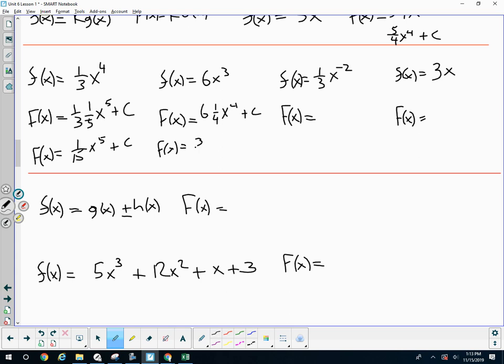We should get 3 halves x to the 4th plus c. If I have a negative power, it's okay. Add 1, make sure it's not -3. Multiply by the reciprocal. Well, that's just going to be like -1. So we'll have -1/3 x to the -1st plus c. X has a power. Its power is 1. Add 1. Multiply by the reciprocal.